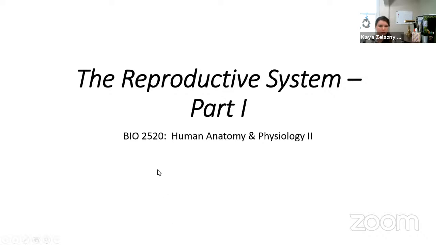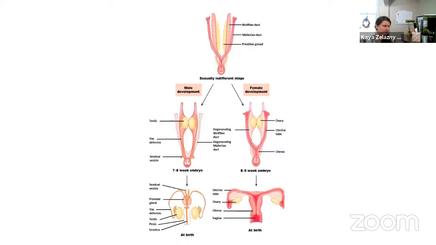Okay, so let's get going with a reminder of where we were last time. We talked about how exactly we end up with either a male or female reproductive system in the first place. One of the things we covered was the general embryonic development of either male or female reproductive parts. We had these two structures, the Wolffian duct and the Mullerian duct, which lead either to female development or to male development.